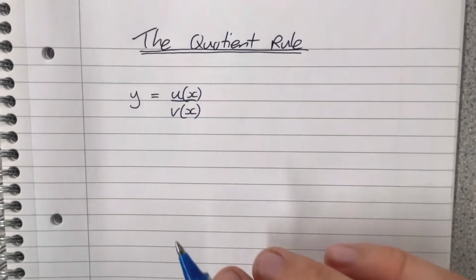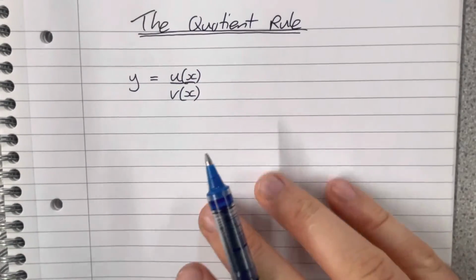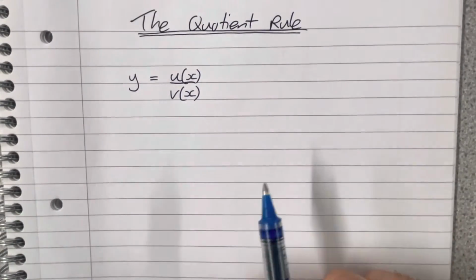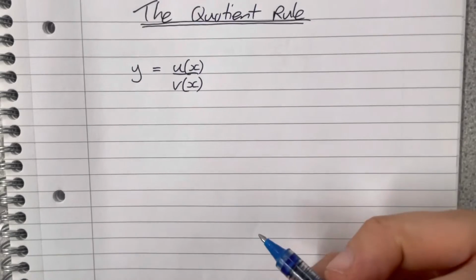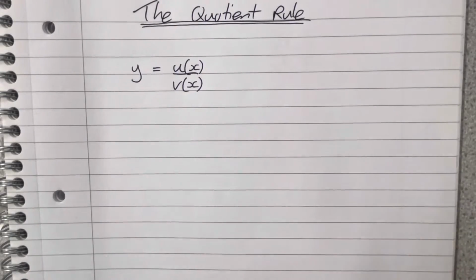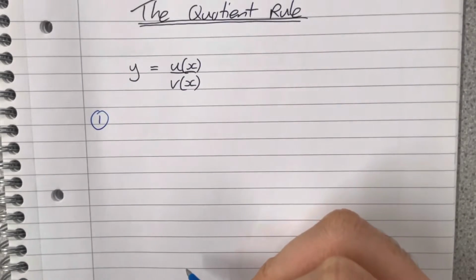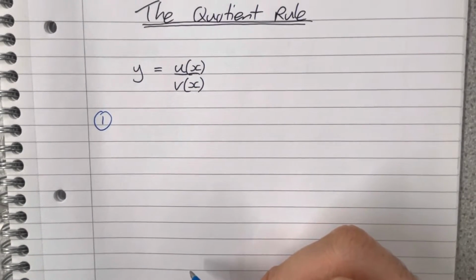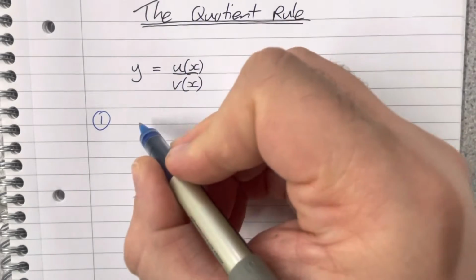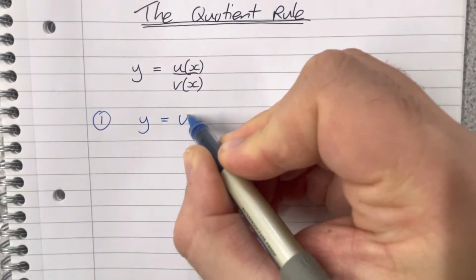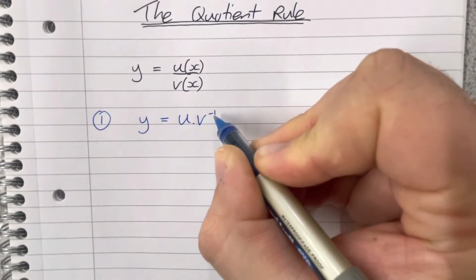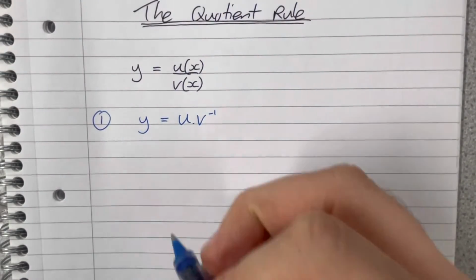So what I'm going to do is use two different methods to derive the quotient rule formula. You don't need to know either of the derivations. I just like to give you where they come from. So the first way I'm going to show you is to use the product rule on this. I'm going to say that y is actually u times v to the minus 1, and I'm going to apply the product rule.